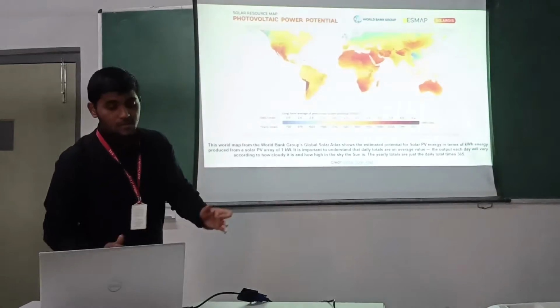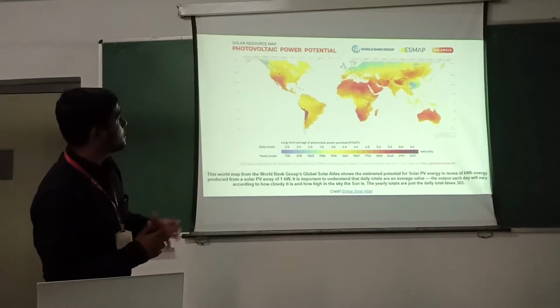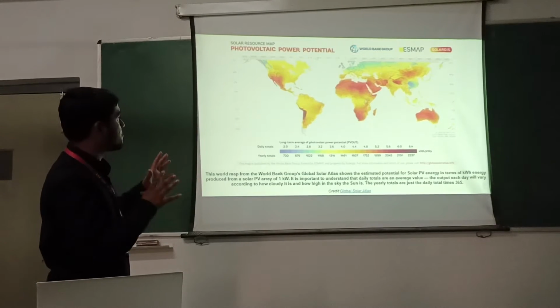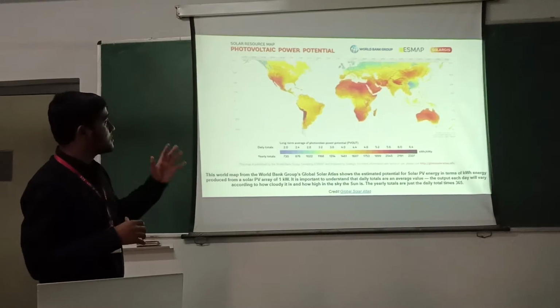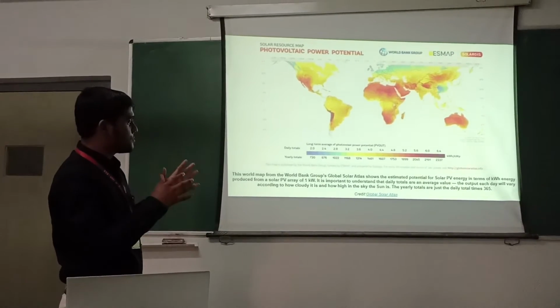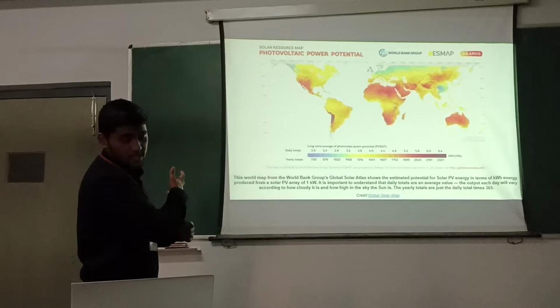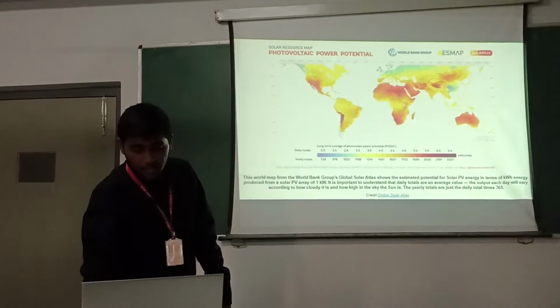This is another diagram showing the power of photovoltaic cells. As you can see, the red areas have the maximum solar potential, which can fulfill the world's demand, and there are yellow spots, which have the amount of solar potential that can fulfill their domestic needs. So I am proceeding further.